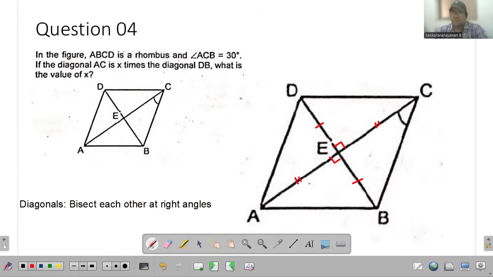Now, in the question, if you observe further, ABCD is a rhombus, angle ACB, A to C, C to B. They say that this angle here is given to be 30 degrees. So I'll just mark this here. This is 30 degrees. If the diagonal AC is x times diagonal DB, what is the value of x?